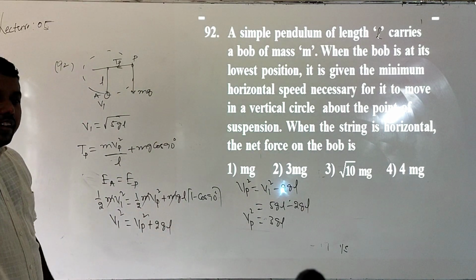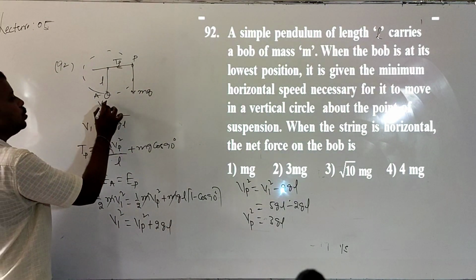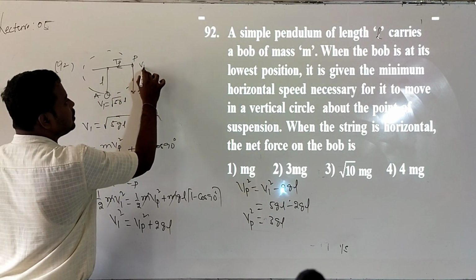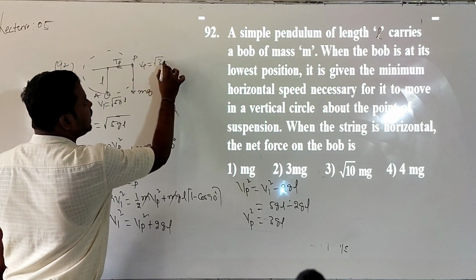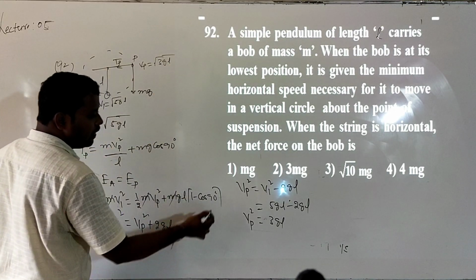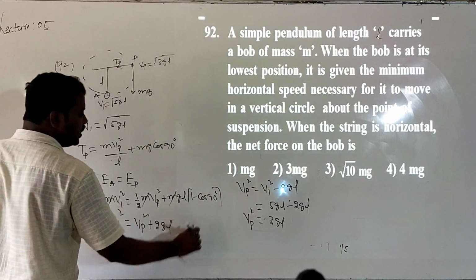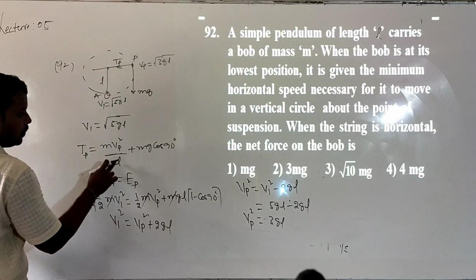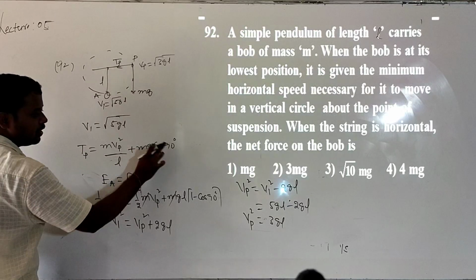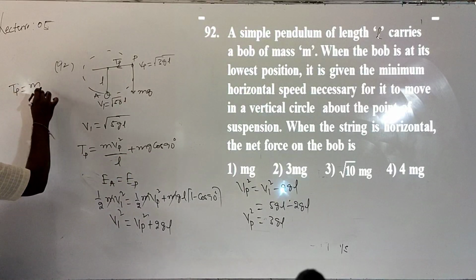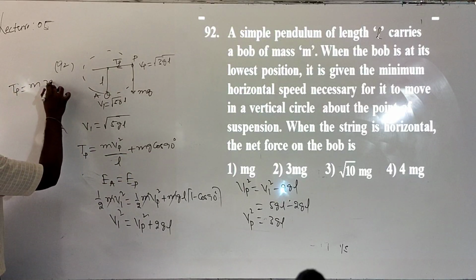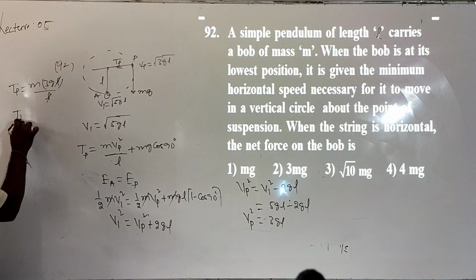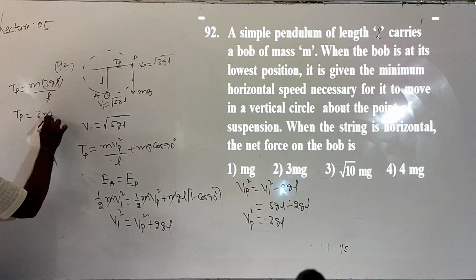Already we know that whenever the velocity given at the lower end is root over 5gL, the velocity at the horizontal position will be root over 3gL. Correct? Now can I calculate the Tp value? Tp is equal to m Vp square by L, which is m into 3gL by L. The L's cancel. Tp is equal to 3 mg.